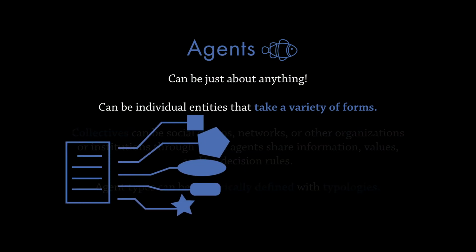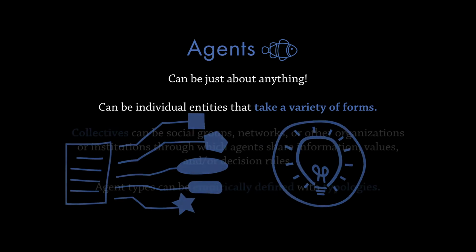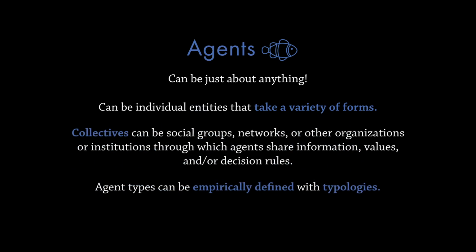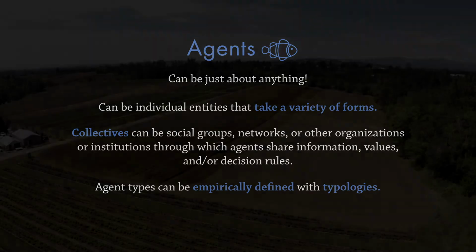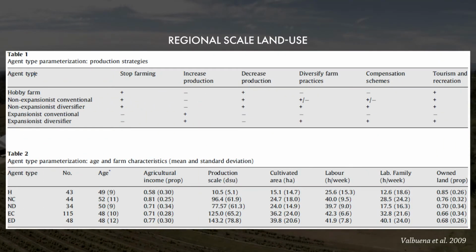Agent types can be defined by a combination of shared attributes and/or behaviors. Each agent type within the typology can then be assigned different goals, values, or decision rules. For example, some farmers may be profit maximizing, while others might just aspire to meet a minimum level of productivity. Valbuena et al.'s regional scale land use model provides a good example.